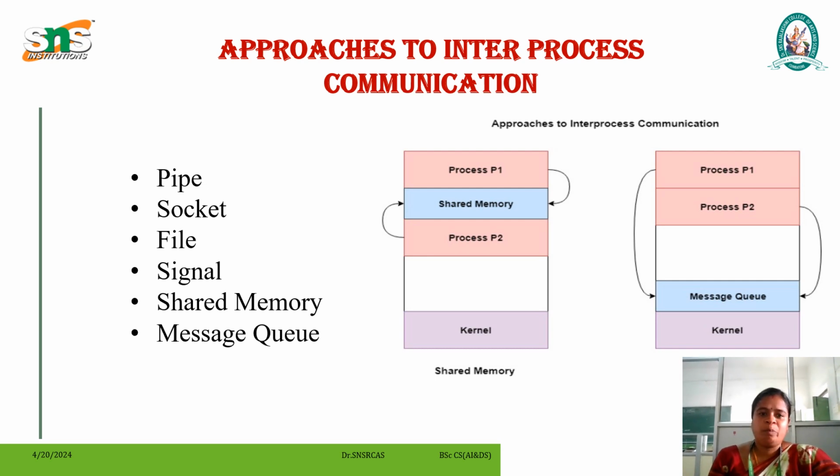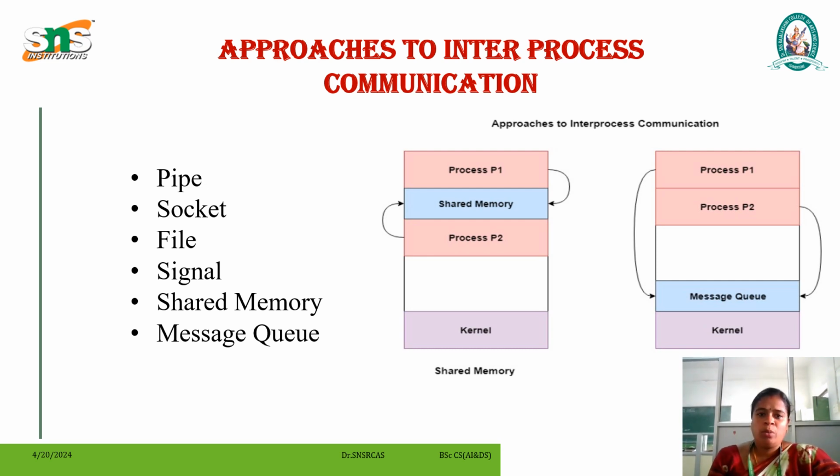Next one, signal. Signals are useful for inter-process communication in a limited way. They are messages that are sent from one process to another process. Normally signals are not used to transfer data but are used for remote commands between processes. Next one, shared memory. Shared memory is memory that can be simultaneously accessed by multiple processes. This is done so that the processes can communicate with each other. All POSIX systems as well as the Windows operating system use shared memory.